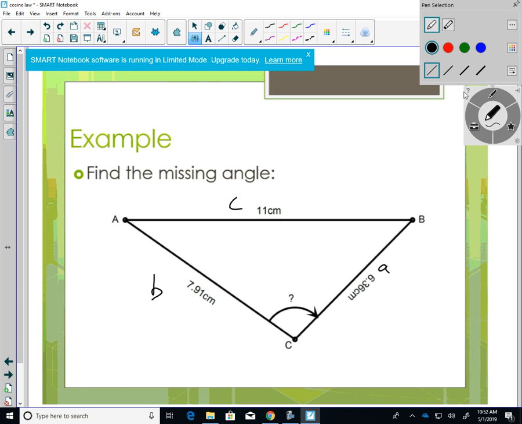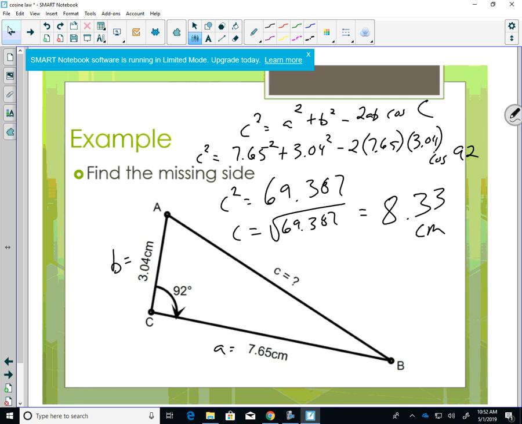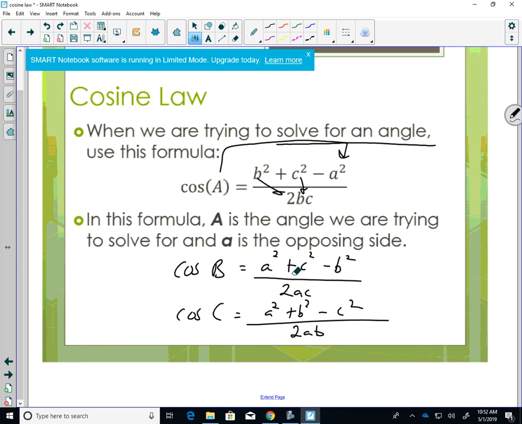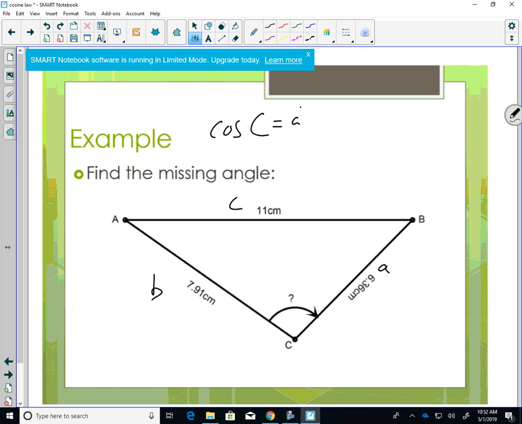Okay, find the missing angle. What's the name of the missing angle? Is it A, B, or C? C. I don't have a lot of space here, do I? I'm going to go cosine C equals, now, how did that formula go again? Which is the one with cosine C in it? This one here: a squared plus b squared minus c squared. So that's going to be a squared plus b squared minus c squared all over 2ab.